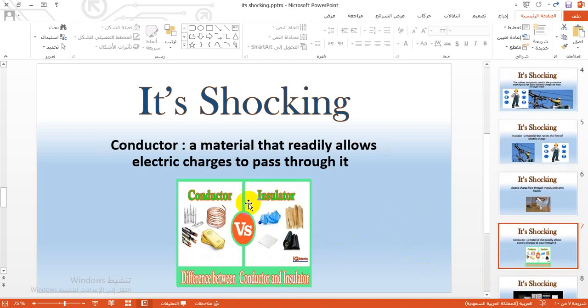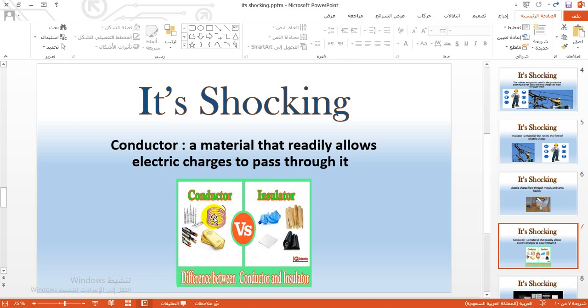Okay, what about conductors, guys? Conductors, I told you, are the material that allows electric charge to pass through it. I think you remember when I told you about the copper wire, that it's used to make the wires, to allow electric charge to pass through it.